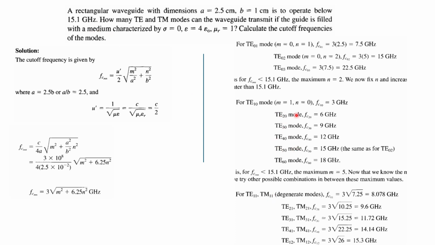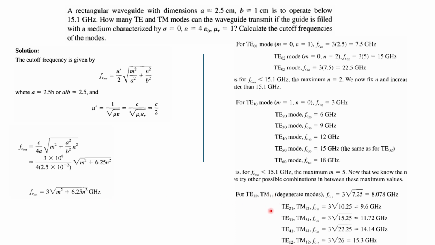So here, how many modes will propagate? All these: TE20, 30, 40, and 50. Now let's see some higher order modes. We have already put the values of n equal to 0, 1, 2, 3, 4, and m equal to 0, 1, 2, 3. Now put the values of both.